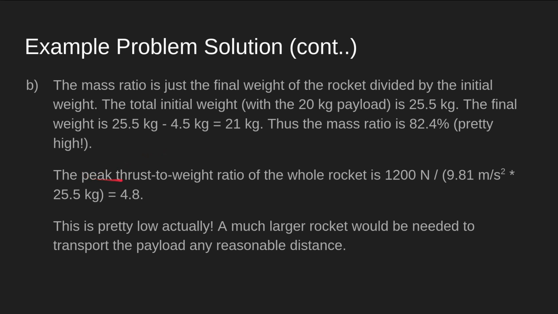And then the peak thrust to weight ratio of the whole rocket, again, 1,200 newtons divided by 9.81 times 25.5 kilograms for the rocket, is actually only 4.8. So again, you are able to take off, but that's getting pretty close to 1, which is not good. And that's pretty low. Typically, you would use a much larger rocket to transport the payload. Otherwise, you wouldn't be able to get to any type of altitude with such a low ratio.